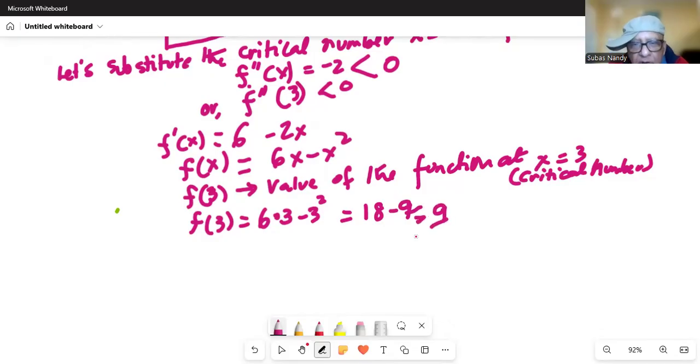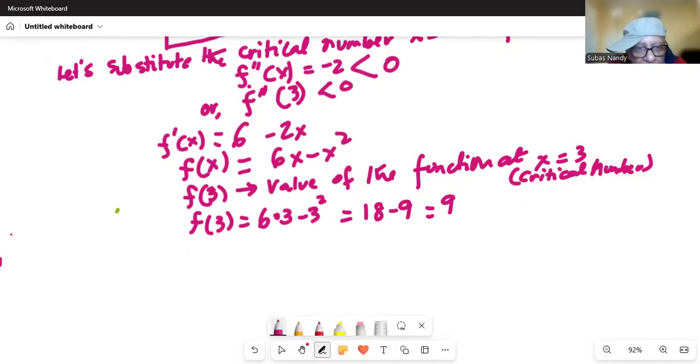Okay, so let me erase this a little bit. 18 minus 9 equals 9. So this is the functional value at x equal to 3.